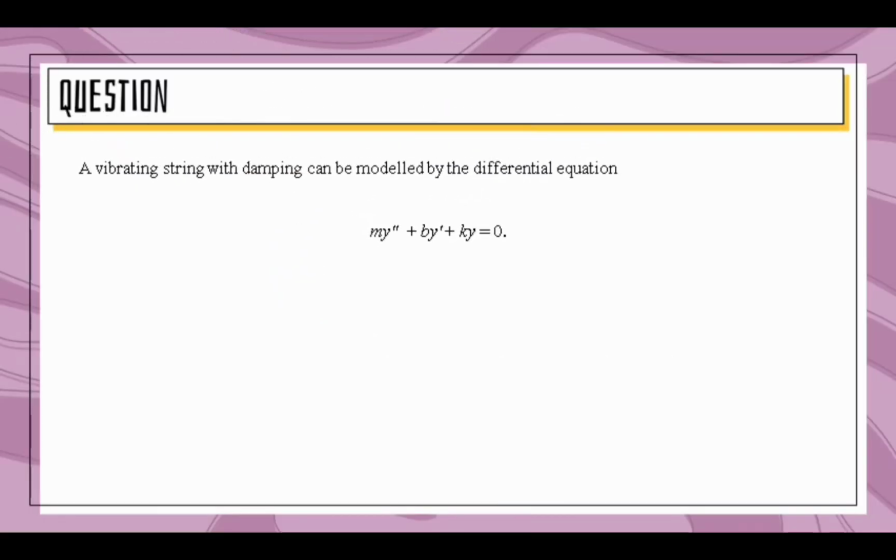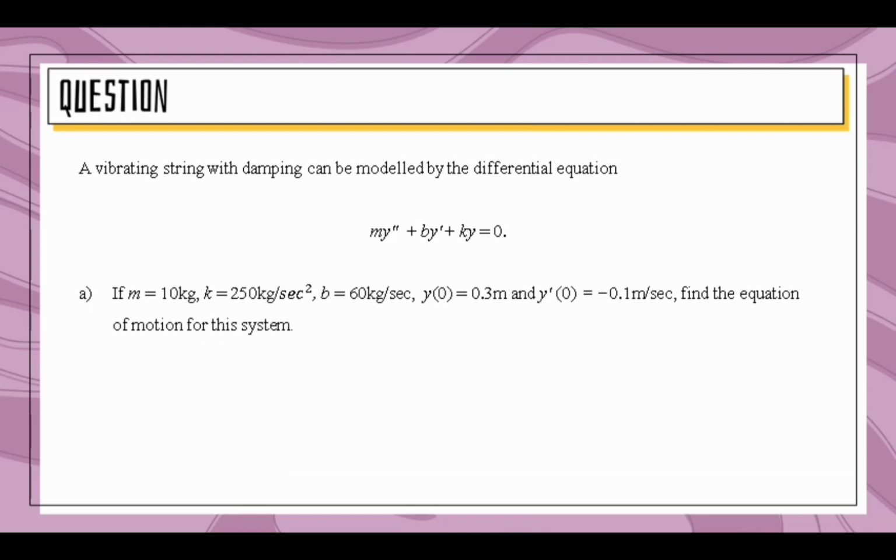A vibrating spring with damping can be modeled by the differential equation my double prime plus by prime plus ky equals 0. Problem A: if m equals 10 kg, k equals 250 kg per second squared, b equals 60 kg per second, with the conditions y equals 0.3 m when x equals 0 and y prime equals 0.1 m per second when x equals 0, we need to find the equation of motion for the system.